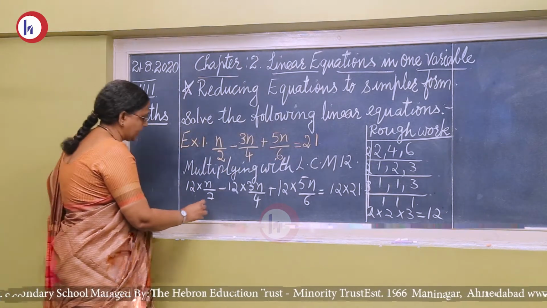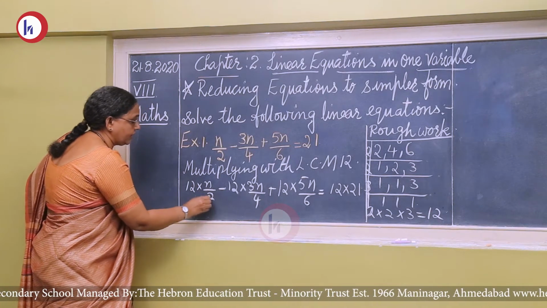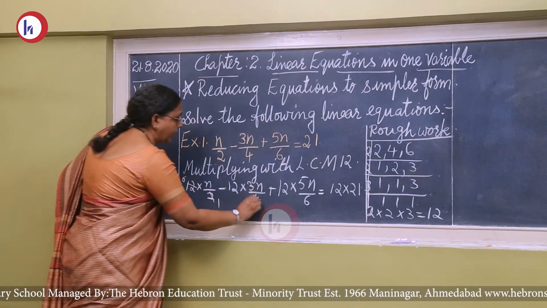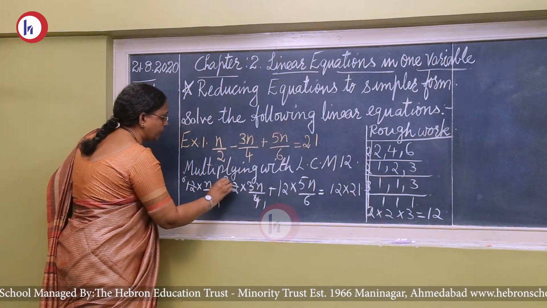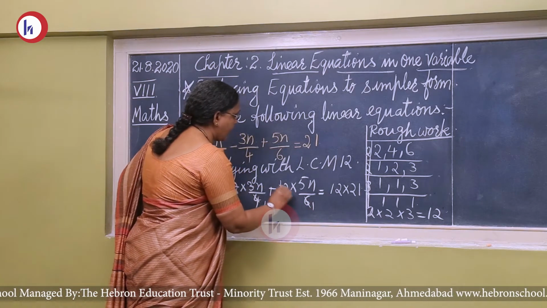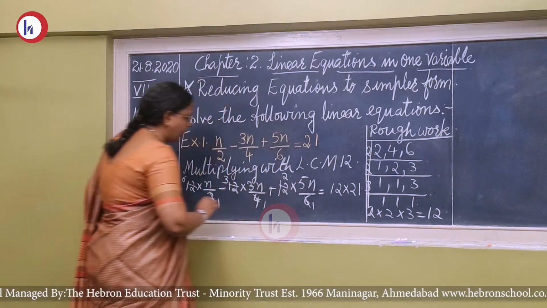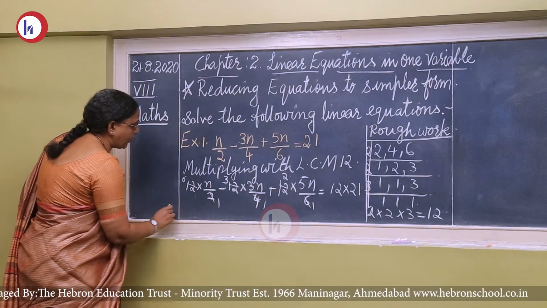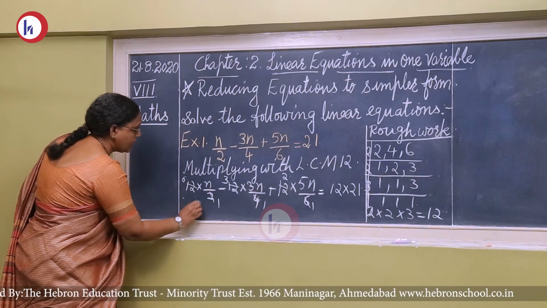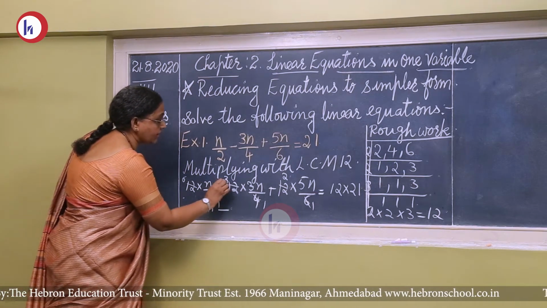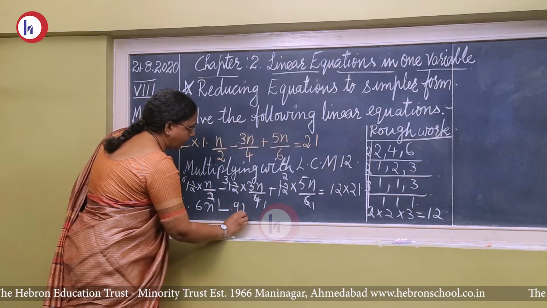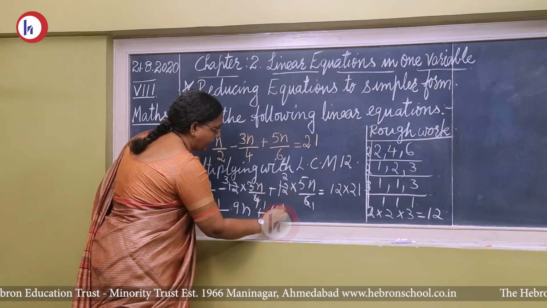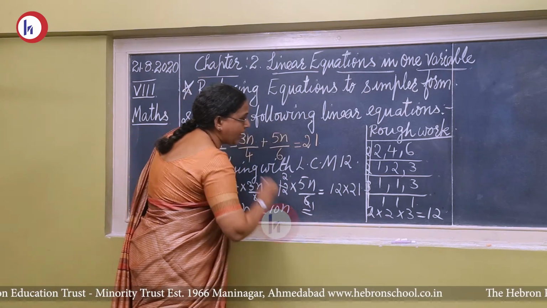Now you can cancel the numbers, that is, reduce to the simple form. 2 ones are 2, 6 twos are 12. Then 4 ones are 4, 4 threes are 12. Then 6 ones are 6, 6 twos are 12. Now we get the linear form. We write 6n minus 9n plus 10n is equal to 12 times 21.